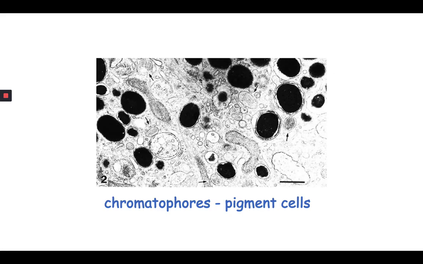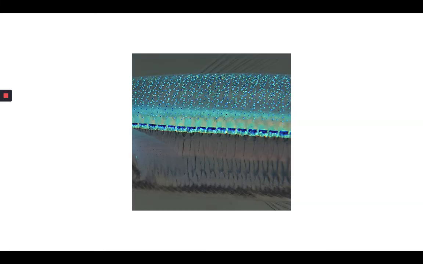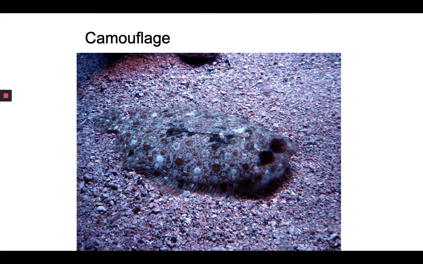And how do fish change color and do these? They have chromatophores, which are pigment cells that can get smaller and larger. So they have different colored pigments in different cells, and maybe they have several different colors here, and they can make one cell get bigger while the other one gets smaller, and they can change to blend in. So here you can see some of those pigment cells.